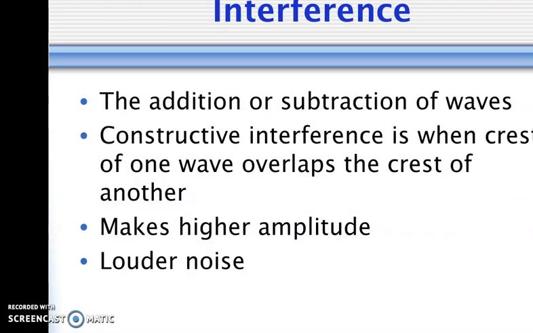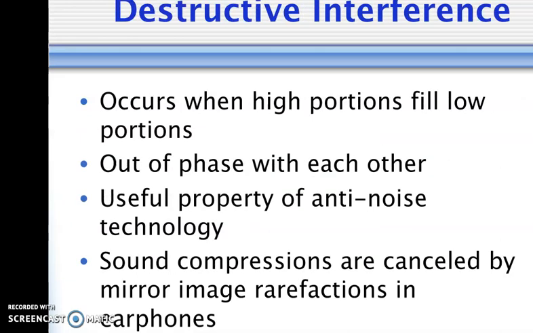Interference is the addition or subtraction of waves based on where they happen. It can make the amplitude higher, or it can make the amplitude lower. So it can either make a louder noise or even cancel the noise out. Destructive interference happens when the high portions fill the low portions and they phase each other out. This is useful for anti-noise technology.